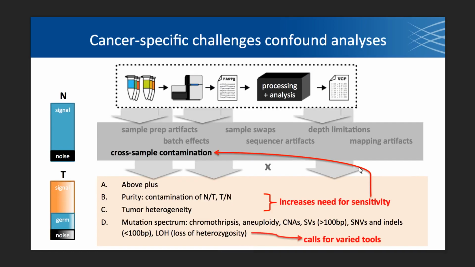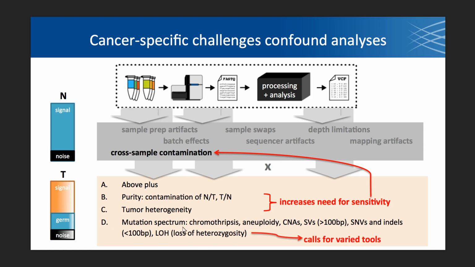Here are some cancer-specific challenges that I've listed. We have all of the challenges of germline sequencing plus additional challenges. And I'd like to point out that two of them we have discussed, purity and heterogeneity, plus this third one, cross-sample contamination, increases our need for sensitivity. By cross-sample contamination, I mean that the tumor sample will have low levels of another individual's DNA in the sample. This might appear like a low allele fraction tumor subpopulation, but in fact it's contamination. And mistaking that for somatic variants would be not good for your analysis.